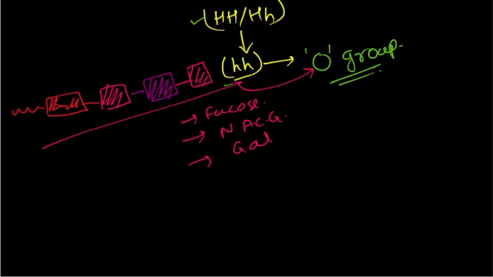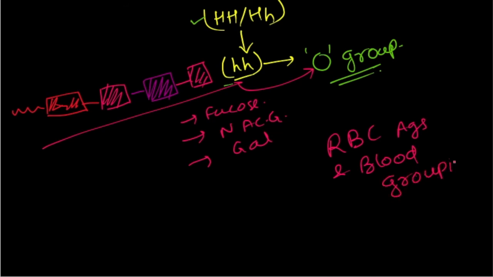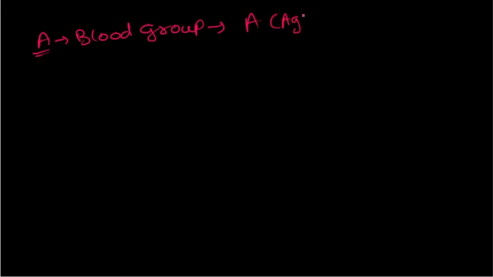Okay, so that is associated with the components related to the RBC antigens and how it is associated with the blood grouping, right? Now we also know the fact that those individuals who possess A blood group will carry A antigen, but the naturally occurring antibody which they will carry will always be anti-B.